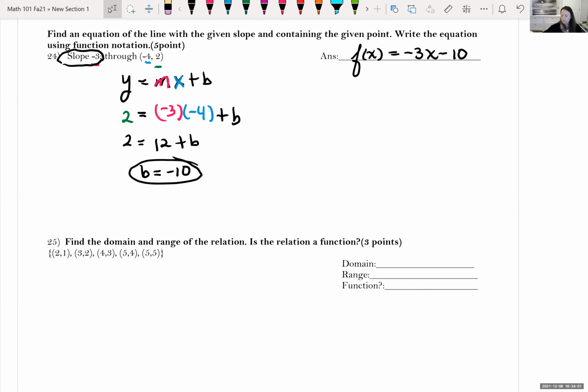So one more problem on this portion of the exam. Looking at the set of points (2, 1), (3, 2), (4, 3), (5, 4), and (5, 5), find the domain and range of the relation. And is that relation a function?